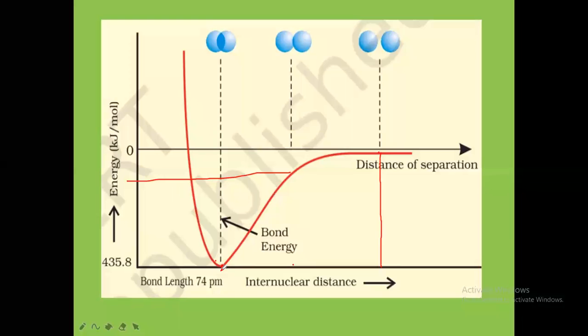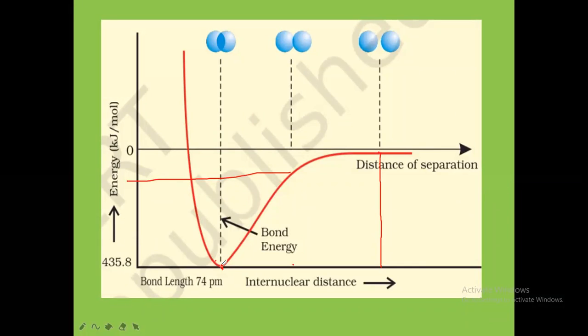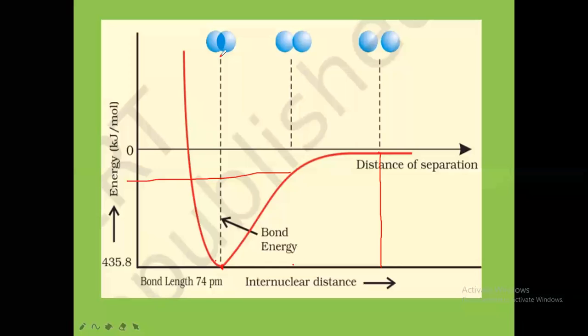And here, what happens when the distance is very small? Very little distance is there between two atoms when they have overlapped with each other. In this condition, what happens now? Nuclei will repel each other, and electrons from the two atoms will repel each other. Therefore, suddenly, due to repulsion, energy will increase like this.